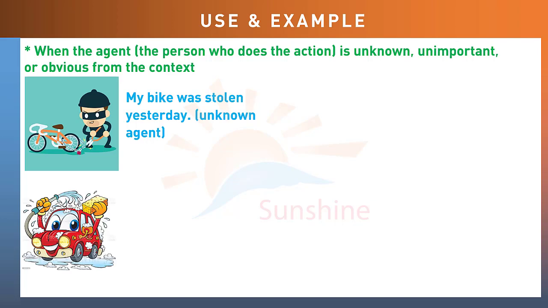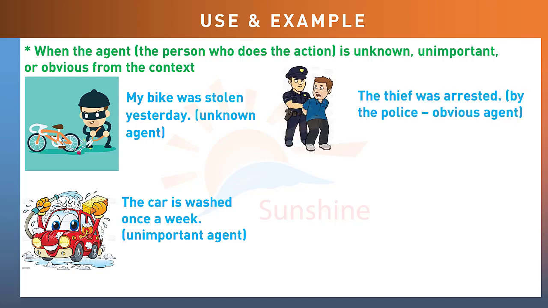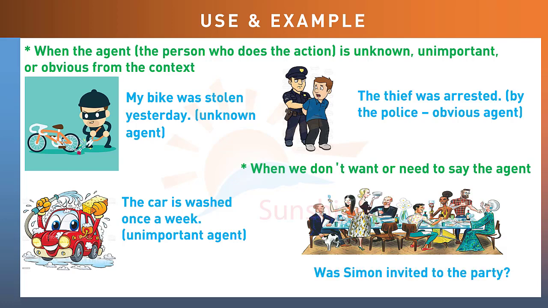The car is washed once a week. The agent here is unimportant. We don't need to add it to the sentence. The thief was arrested by the police. The police is the obvious agent and therefore doesn't need to be added to the sentence. Using the question form, we do not need to say the agent, or perhaps we don't want to say the agent. For example, was Simon invited to the party?